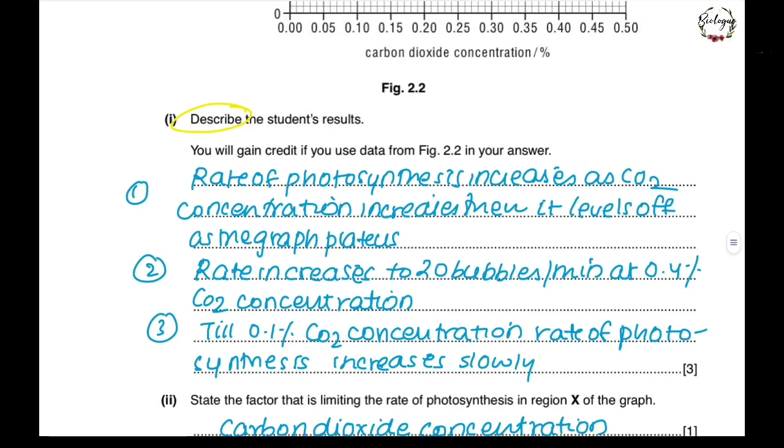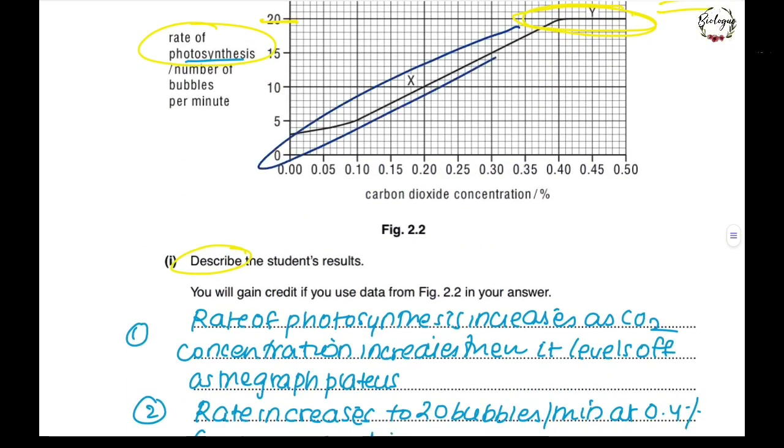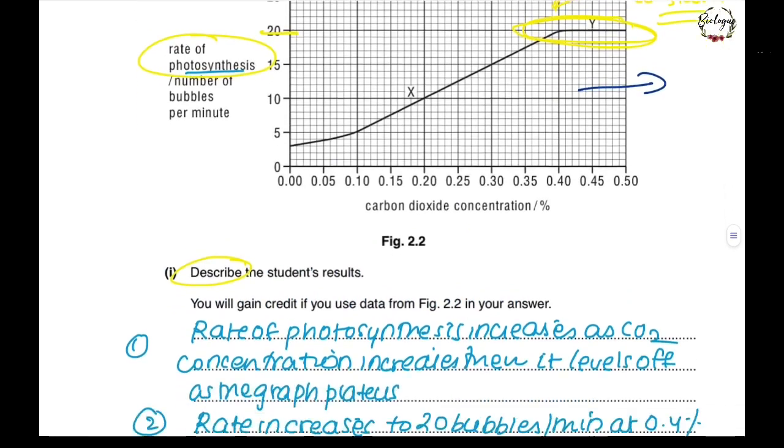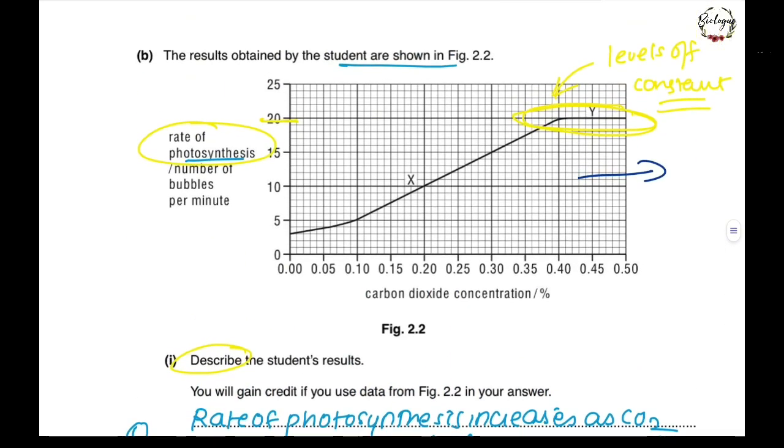Okay, so the rate of photosynthesis increases as CO2 concentration increases, and that is till this point. But after that, the concentration keeps on increasing, but the rate of photosynthesis remains constant. So the graph plateaus or levels off. Rate increases to 200 bubbles per minute, and this is basically the final thing.